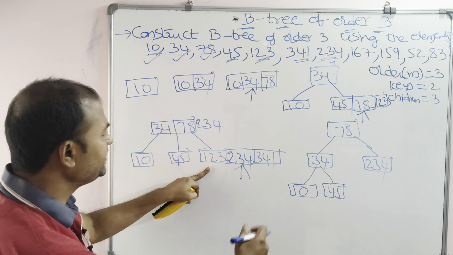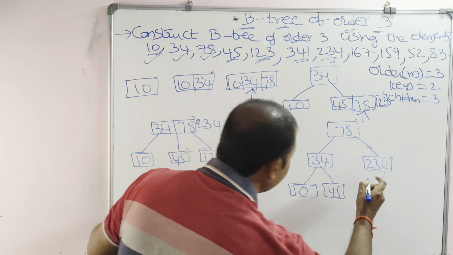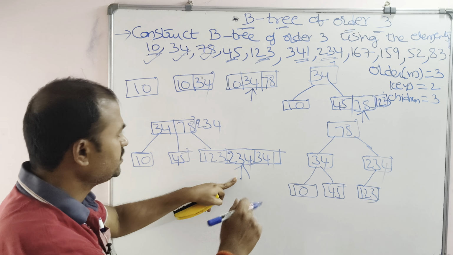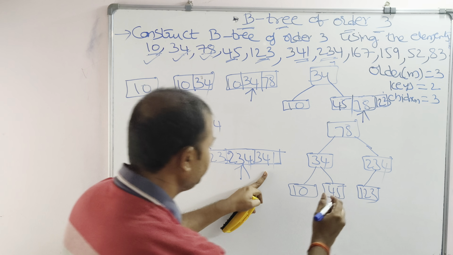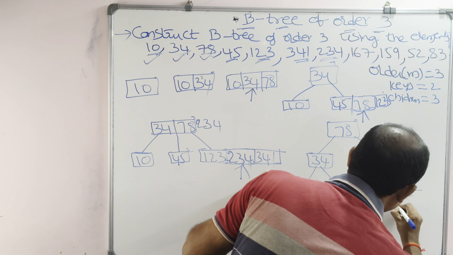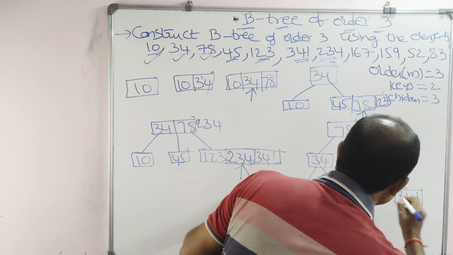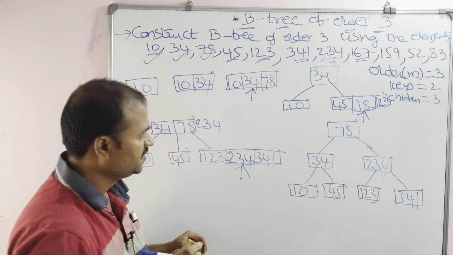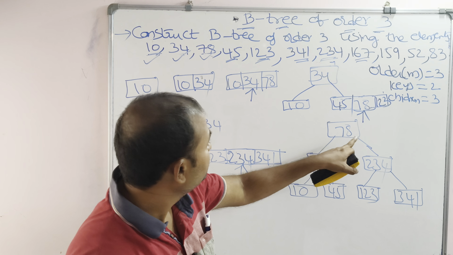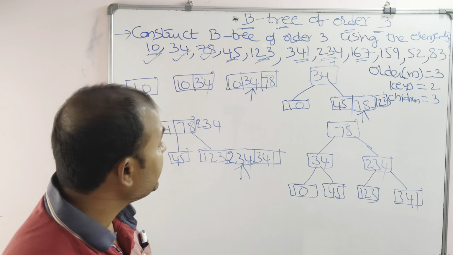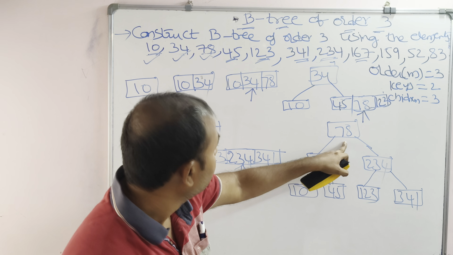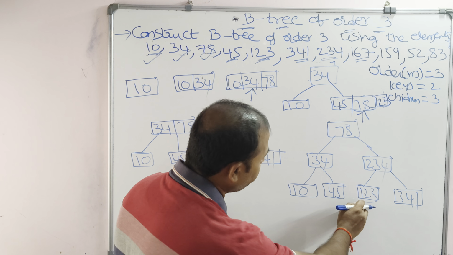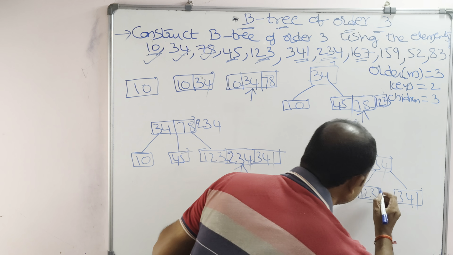Next here we have 123. 123 is greater than 78, and 123 is less than 234. So 234 is pushed up. Next here we have 341. So 341 is greater than 234. Next, what is the next element? 167. So 167 is greater than 78. Next, 167 is less than 234. So we have to insert 167 in this leaf node.